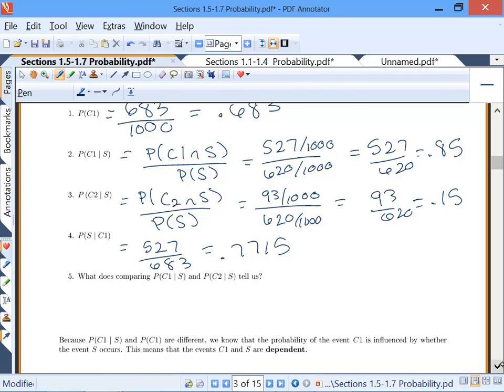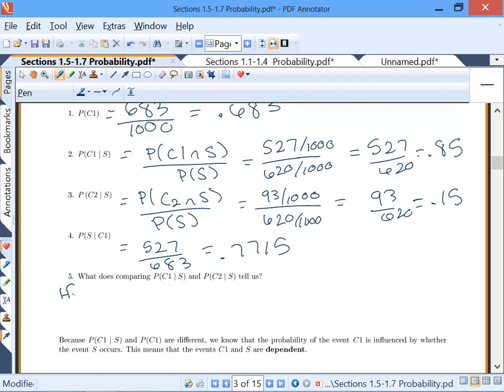Now just to give you more practice interpreting things, what would comparing the probability of C1 given S and the probability of C2 given S tell us in words? If you're just talking to your friend that has not taken statistics. Okay, so you said C1 is great. Okay, so they're both conditional on sweet. So if we already know that they like sweet, then it's an 85% chance that they will like C1 and only a 15% chance that they will like C2.